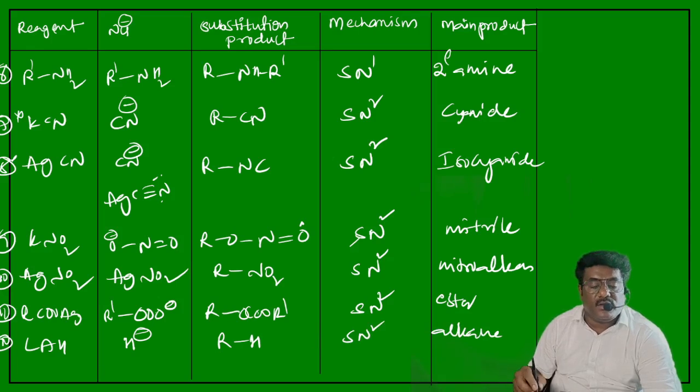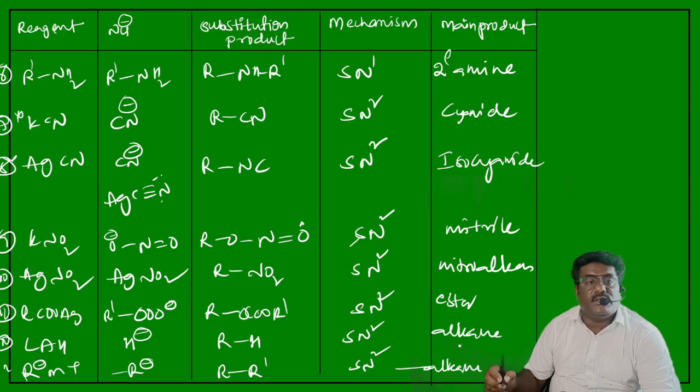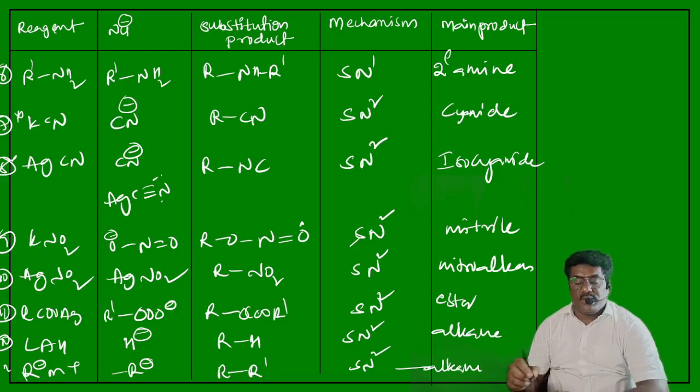Next, organometallic reagent, R minus M plus. What R minus is formed? Carbanion. It forms R dash and R. It undergoes SN2. It gives alkane. This is the reagent, nucleophile, substitution product, and which mechanisms are involved. This is an important table for examination.